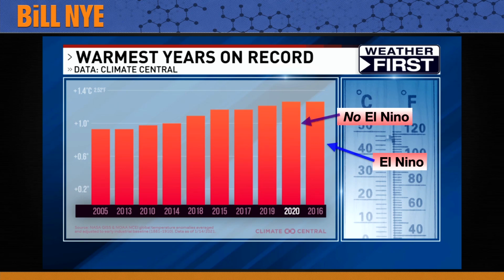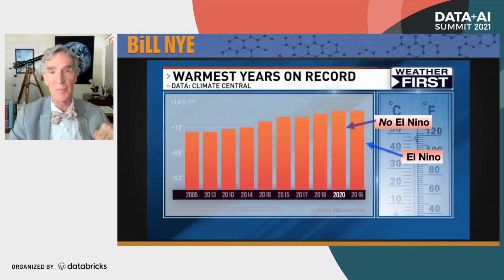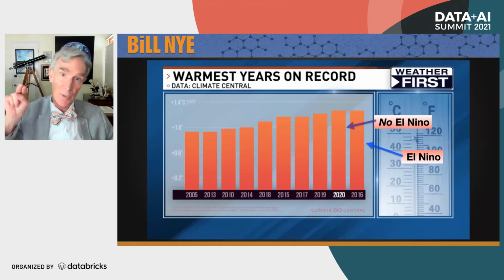2020 was almost exactly the same hotness, overall warmth, but without an El Nino. So the world's getting warmer and warmer, faster and faster. That's where you all come in.